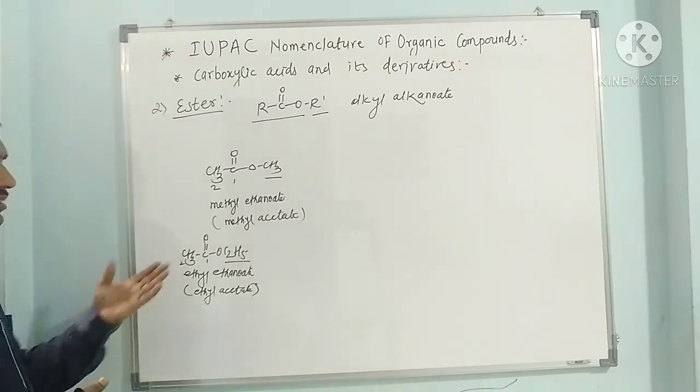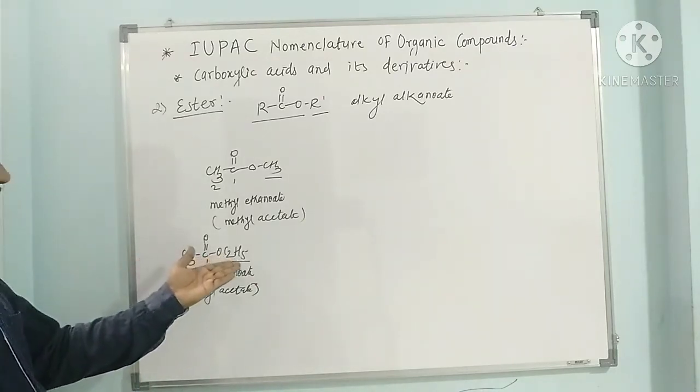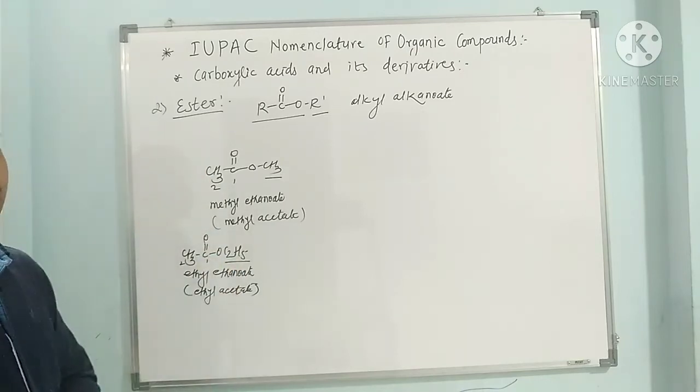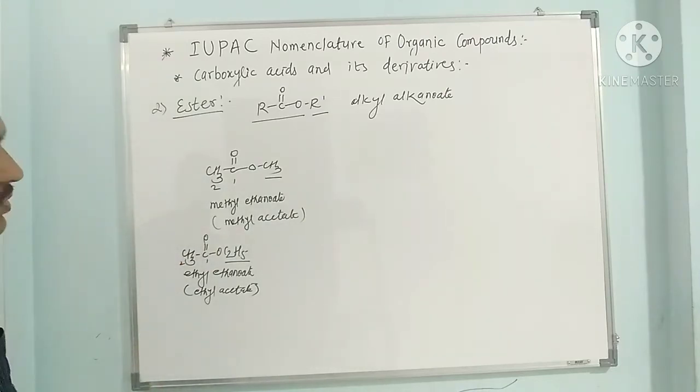We can take any group here, we can have any group here. So we can name simply by incorporating different groups to this oxygen, different groups to this carbonyl. We will have the various names of the compound.